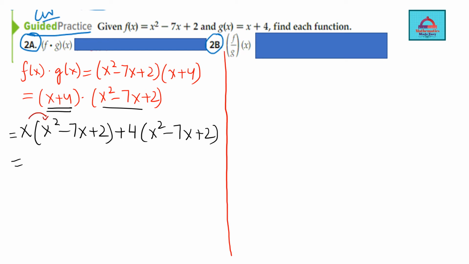So now you multiply, make these arrows always, so that you don't miss any term and don't make any sign mistake.